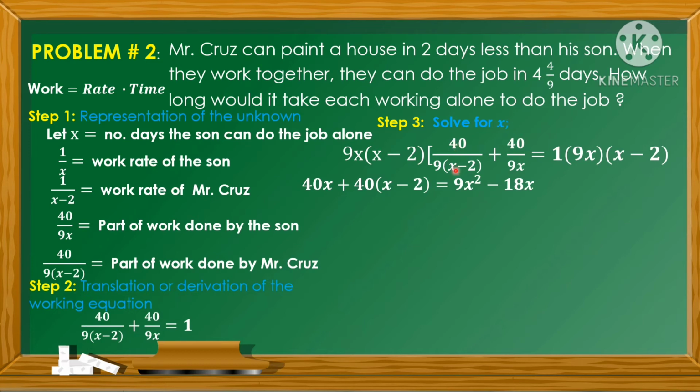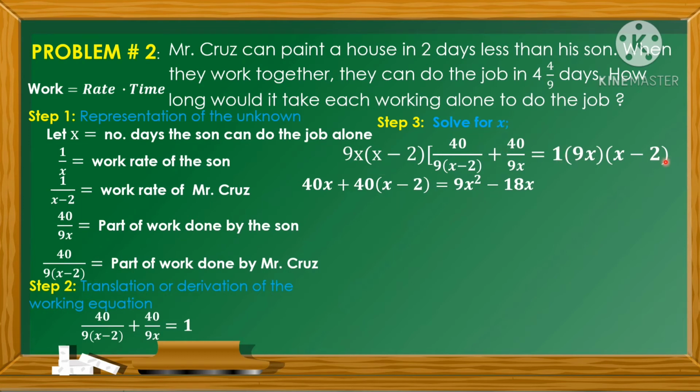Kasi kung ito ay multiply natin dito, then the 9 and x minus 2 ay makakancel yan. Ikakancel na lang natin. Cancel ito, cancel yan, cancel. Matitira x. So, x times 40, 40x. Tapos, ito na ulit, i-multiply mo sa pangalawang term, itong 40 over 9x. So, makakancel yung 9x. So, matitira yung x minus 2. Kaya, naging 40 times x minus 2.